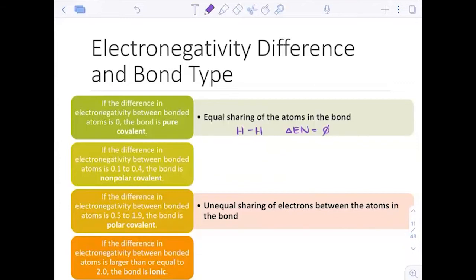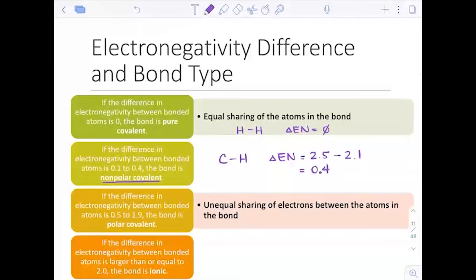Now, if the difference between electronegativity is somewhere between 0.1 and 0.4, the bond is not polar enough to see any sort of uneven sharing of electrons, so we call that non-polar covalent. The typical example will be carbons to hydrogens. Carbon is a 2.5. Hydrogen is a 2.1 in electronegativity. So overall, their change in electronegativity is a 0.4. That's what we call a non-polar covalent molecule. That would still lie in the idea of equal sharing of the electrons in the atom.